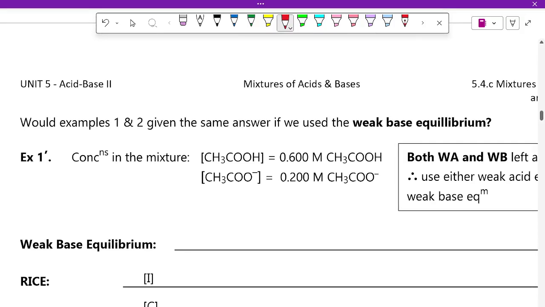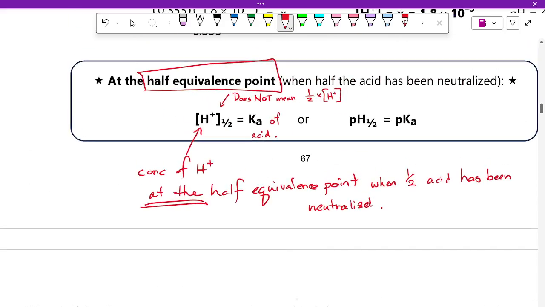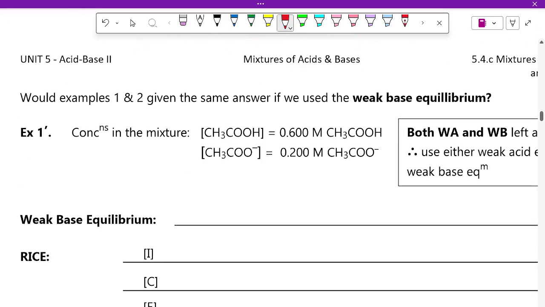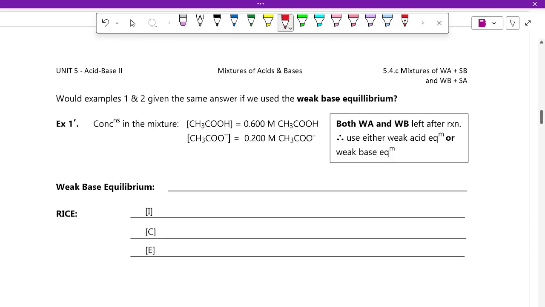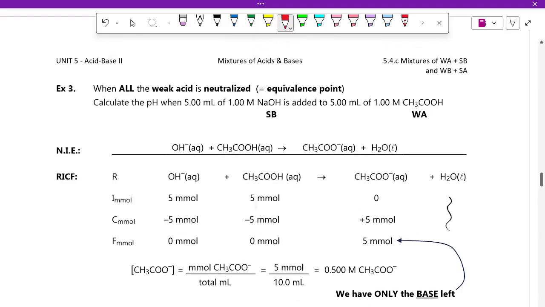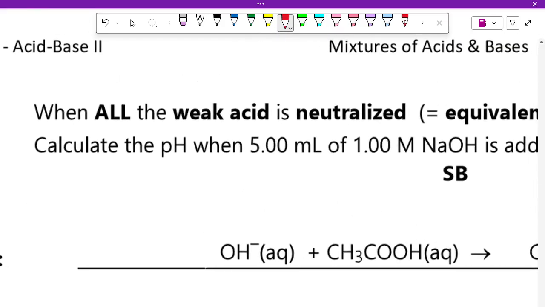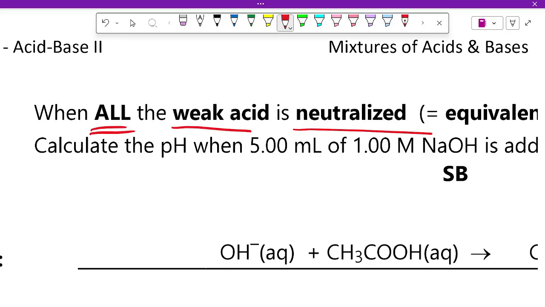And we are not going to do pages 68 and 69 because these are just doing the same examples but using the weak base equilibrium, which will work out exactly the same, and I don't know that it's worth our time to do that. So we're going to skip that, 68, 69. And we are going to move on to when all of the weak acid is neutralized. So not half of it now, we're going into where all of the weak acid is neutralized.